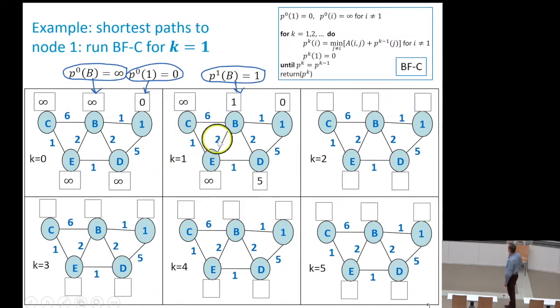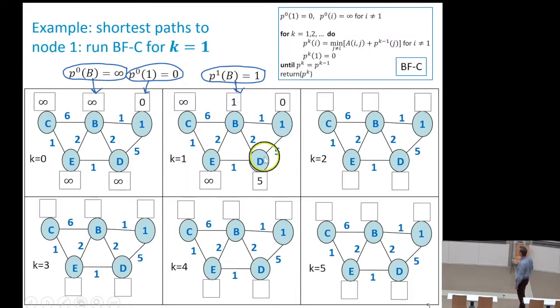At iteration 1, B will compare all of its neighbors. So it has 4 neighbors, and it will compare what is the cost to the destination if I go to one of the neighbors. If I go via C, I have infinity plus 6, that gives infinity. If I go via E or D, it is the same, but if I go via 1, the cost I have is 1 plus 0, which is 1. Therefore, when I run iteration 1, I find an estimated distance of 1.